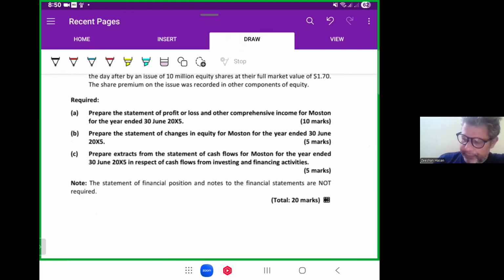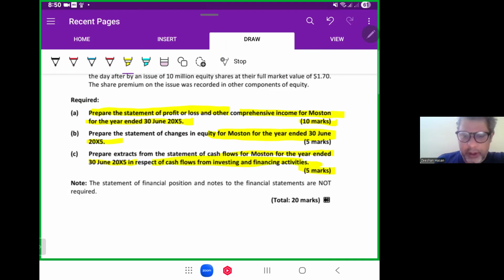So in the requirement, what they are asking: prepare the statement of profit or loss and other comprehensive income for Moston for the year ended 30th June 2005, 10 marks. Then prepare the statement of changes in equity for Moston for the year ended 30th June 2005. Finally, prepare extract for the statement of cash flows for Moston for the year ended 30th June 2005 in respect of the cash flows for investing and financing activities.